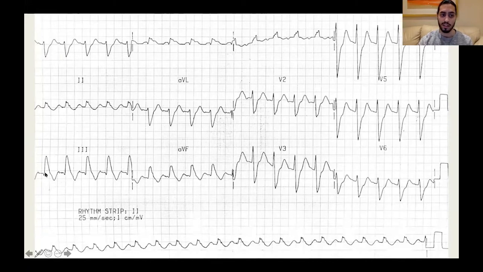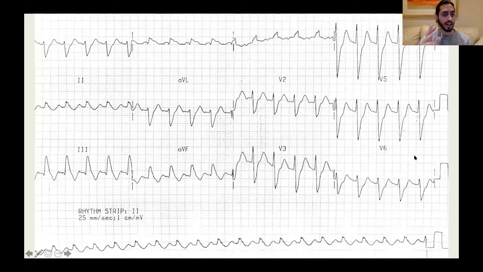You've got S1, Q3. They aren't really large Q waves, but you can argue there's a Q wave there. But you have T-wave inversion, so maybe you've got S1, Q3, T3. This is a patient that presented with a massive pulmonary embolus on CTPA. And this was their ECG, and they have all the classic signs. So this patient did have a PE.